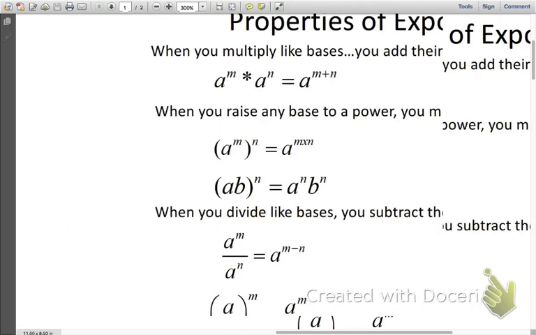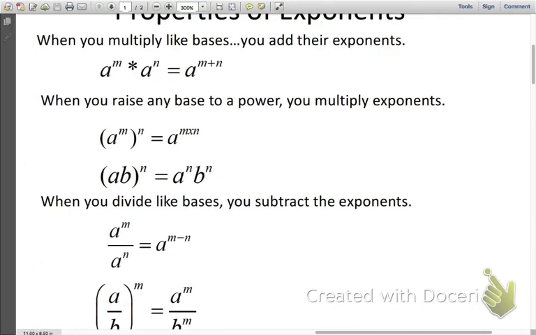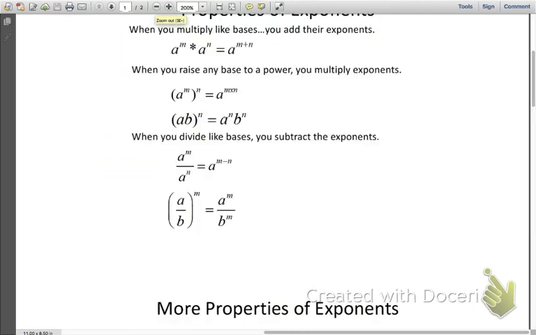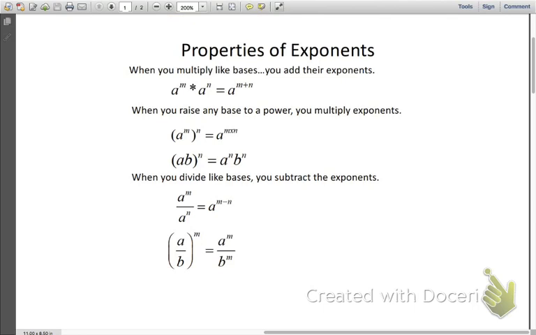So then a lot of these, again, this is something that is not new. Whenever you multiply like bases, okay, then you just add the exponents. So if you have the same base, they get multiplied together. I'm going to take my exponents, I'm going to add them together.